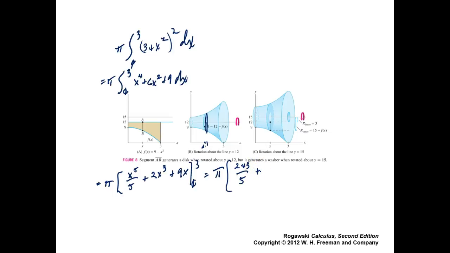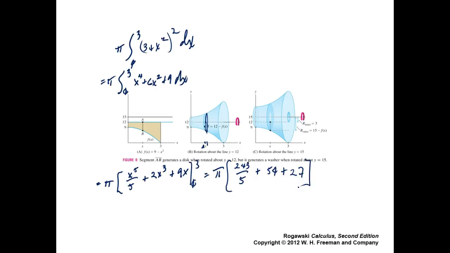Plus, we all know what 3 cubed is. 27 times 2 is 54. Okay. All right. Plus 9 times 3 is? 27. Very good. All right.